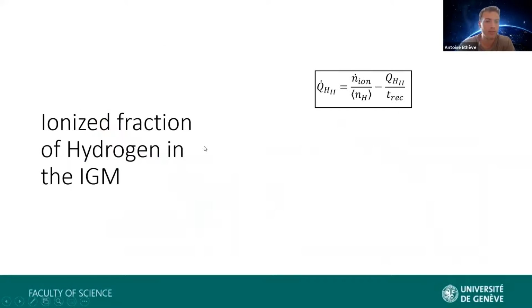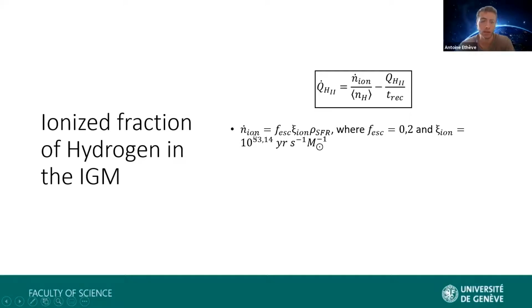The next step is to calculate the ionized fraction of hydrogen in the intergalactic medium. The fraction Q is given by this equation, where n_ion is the cosmic ionization rate, so how many hydrogen atoms are ionized per unit of time and volume. It is given by this product, where we have the star formation rate density multiplied by the number of ionizing photons that are emitted by a typical stellar population, and multiplied by the fraction of photons that escape to the IGM.